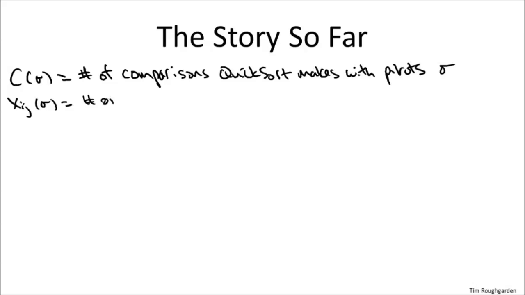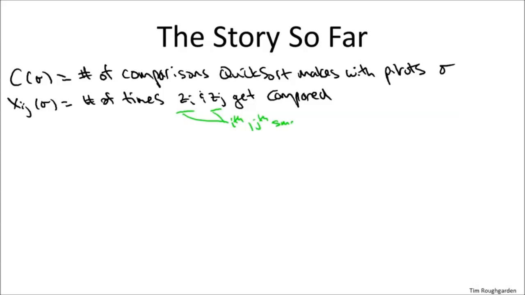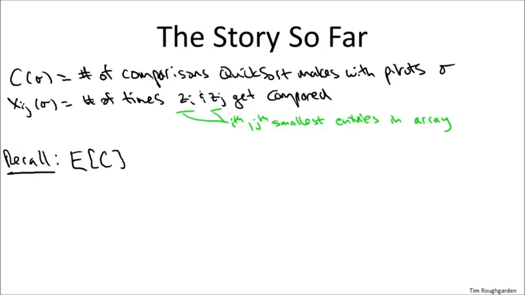And then there are the xij's, which count the number of comparisons involving the ith smallest and the jth smallest elements in the input array, where you'll recall that zi and zj denote the ith smallest and jth smallest entries in the array. Now, because every comparison involves some zi and some zj, we can express capital C as a sum over the xij's. We did that in the last video. We applied linearity of expectation. We used the fact that the xij's are 0-1, that is, indicator random variables, to write the expectation of an xij just as the probability that it's equal to 1, and that gave us the following expression.